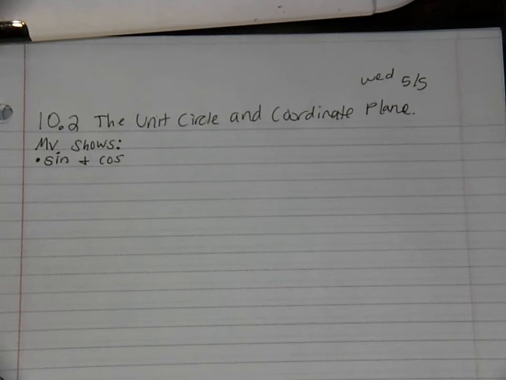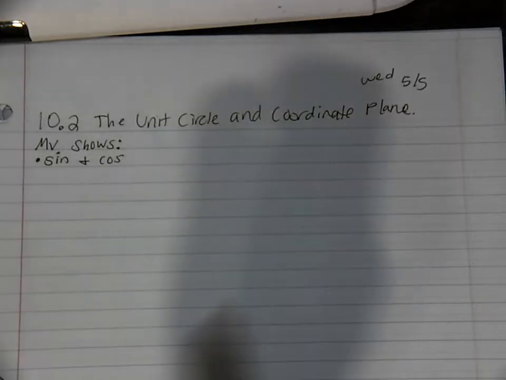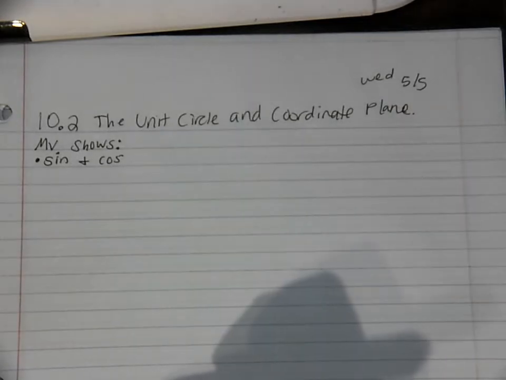Okay, so this is 10.2 and it's called the unit circle and the coordinate plane. Today is Wednesday, May 5th, and just kind of reminding you that it always helps to check Michigan Virtual first or after you look through the lesson that we cover together.